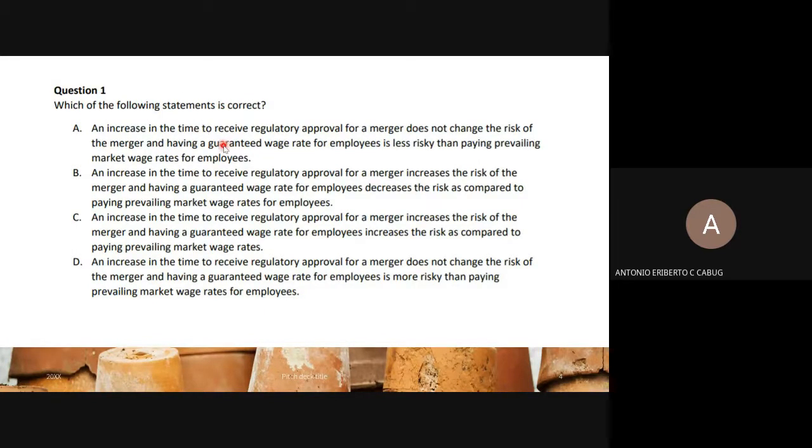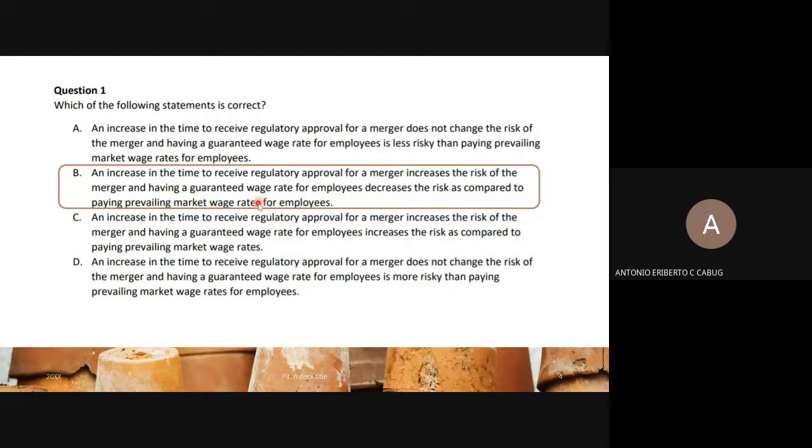Which of the following statements is correct? The correct answer here is letter B. The longer the time it takes to finish something, the higher the chance that it will not happen. An increase in the time to receive regulatory approval for a merger increases the risk of the merger. Malaki ang chance na hindi mangyayari ang merger kapag pinapatagal yung regulatory approval. Ay, ayaw i-approve, no, ang tagal. There is a greater chance aatras yung merger. Isa sa kanila aatras sa merger.